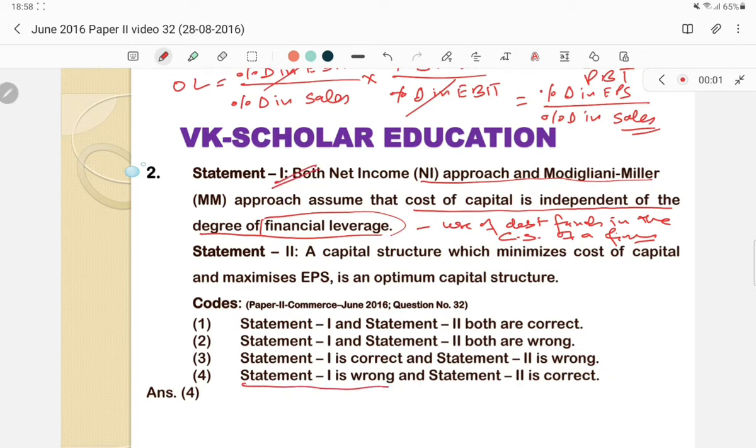So, this statement is wrong because net income approach says that use of leverage reduces the overall cost of capital of a firm. Okay. So, इसलिए leverage का use करना firm के लिए better रहता है. Okay. So, and Modigliani-Miller approach क्या कहती है कि cost of capital is independent of the degree of financial leverage. तो इसका सेकेंड पार्ट सही है और ये नेट इनकम अप्रोच का पार्ट जो है वो रॉन्ग है. A capital structure which minimizes cost of capital and maximizes EPS is an optimum capital structure. So statement second is correct. So option 4 is correct.